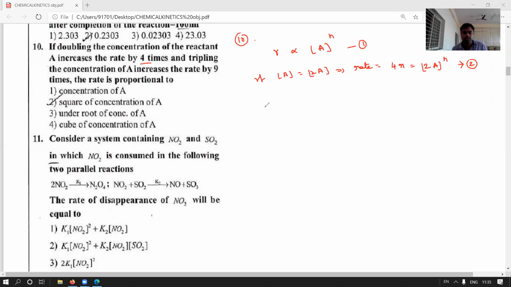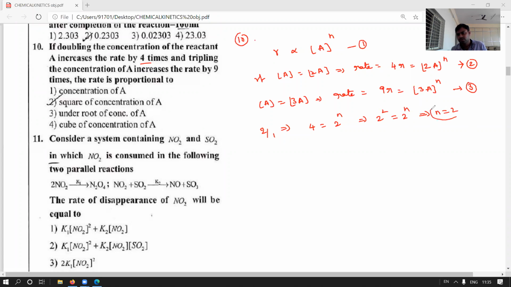Now, if the concentration of A is increased 3 times, then the rate becomes 9 times, which means 9R is equal to (3a) whole power n. Then we have to find out the order of A. Dividing 1 by 2, 4 is equal to 2 power n. From this, 2 square is equal to 2 power n, then n is equal to 2.